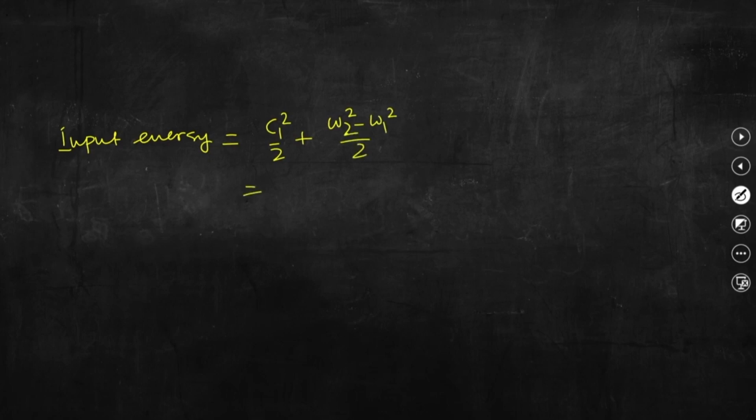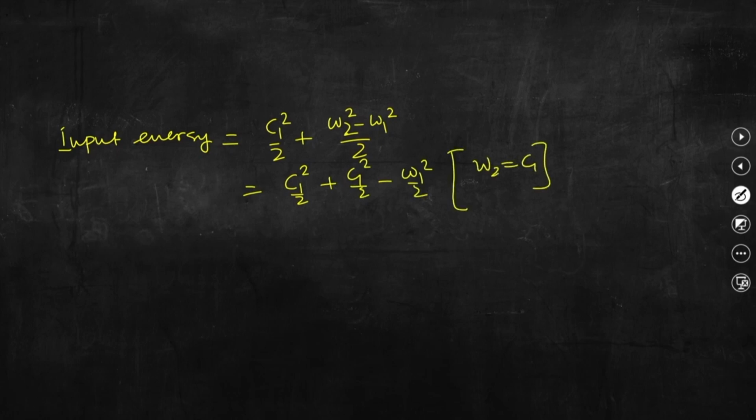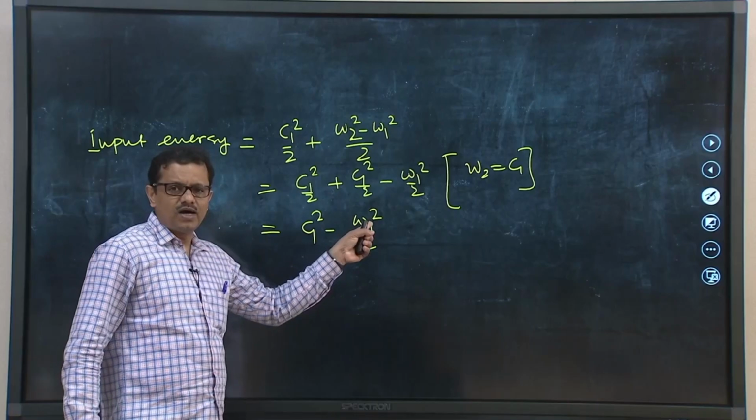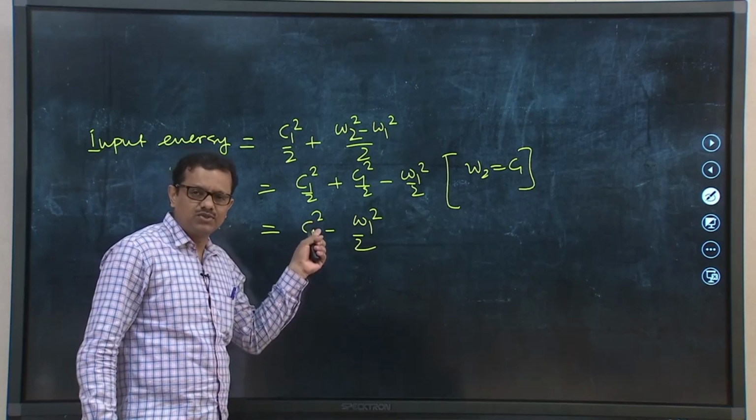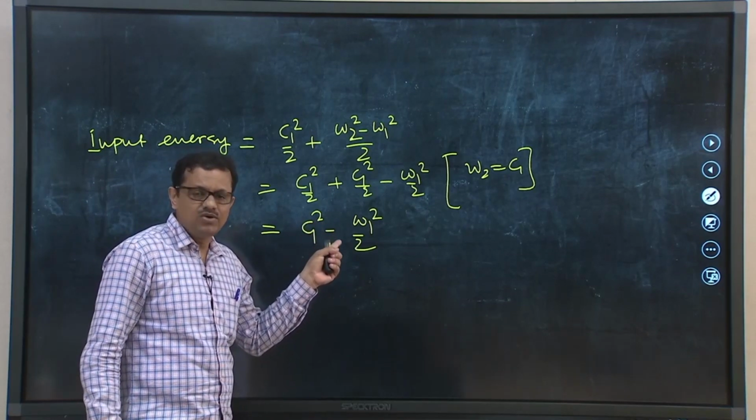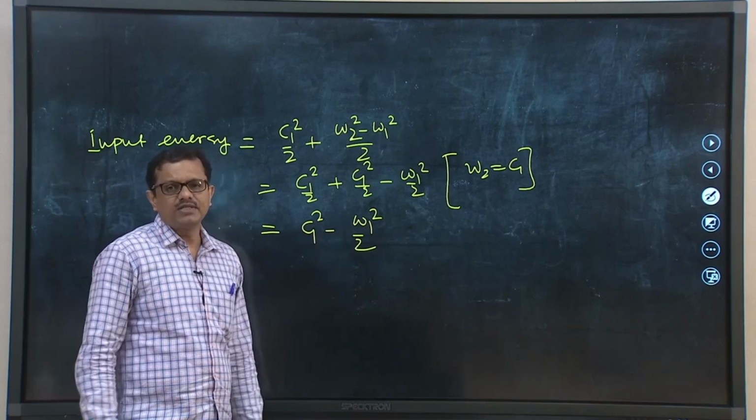So, we know that is C 1 square by 2 plus C 1 square by 2 minus W 1 square by 2, because we know W 2 equal to C 1, and that is from the previous discussion, because this is valid for the 50% reaction turbine. So, this is C 1 square minus W 1 square by 2, right. Now, we need to write W 1 in terms of the known quantities, that is the velocity of steam which will come out from the nozzle, that we know. Also, we know the blade velocity V b.